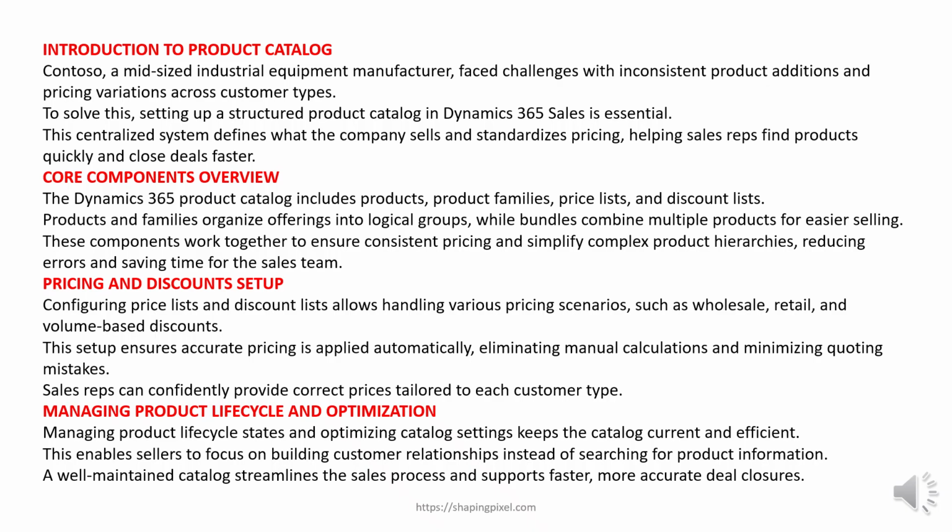faster. Core Components Overview. The Dynamics 365 product catalog includes products, product families, price lists, and discount lists. Products and families organize offerings into logical groups, while bundles combine multiple products for easier selling. These components work together to ensure consistent pricing and simplify complex product hierarchies, reducing errors and saving time for the sales team.